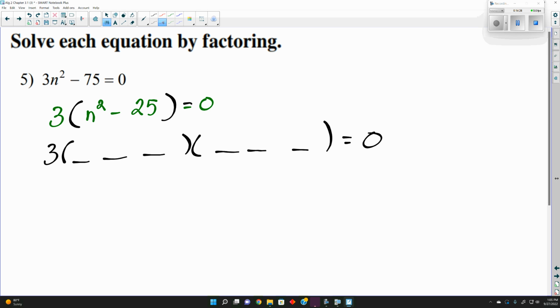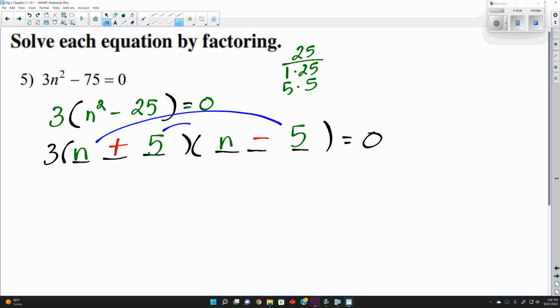Now for this here, the negative 25 is still the third term because our second term is 0. Now since the third term is negative, our signs are opposite. Whenever the third term is negative, our signs are opposite. Now the factors of the first term, factors of n squared are n and n. Now the factors of 25, which one do we want to try first? 5 and 5.